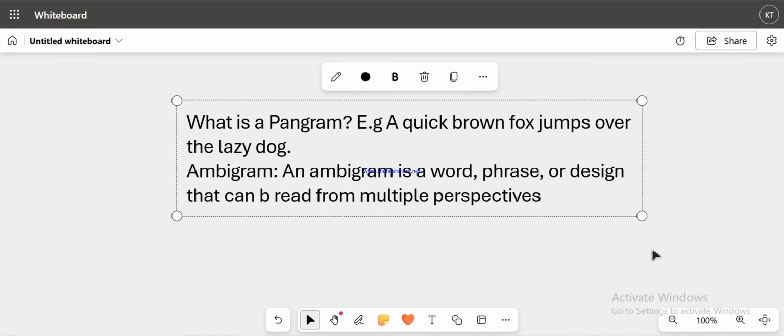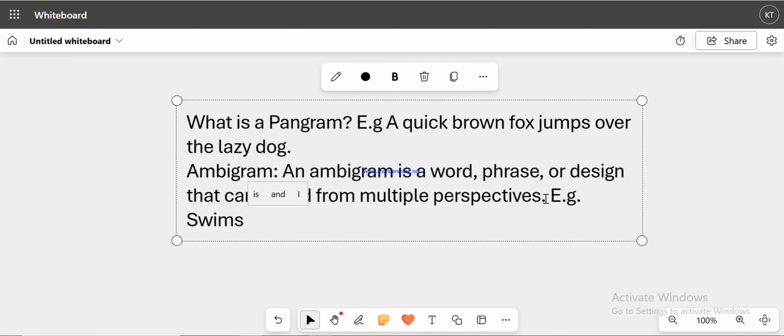So I'm just going to give us an example and then we move on to the next. A good example of this is swims. Now, what is the interesting thing about this word swims? Swims is the simple present tense of the word swim. Now, if you write this word on a paper and you turn it upside down, you will still have the same word. So that is the interesting thing.